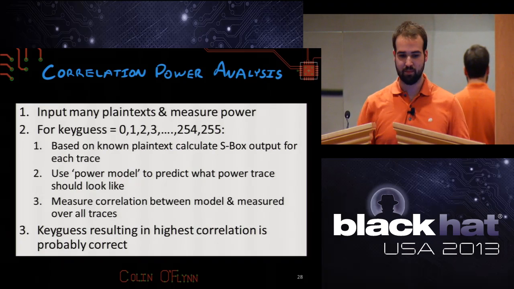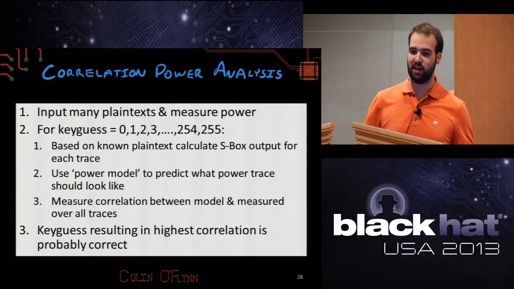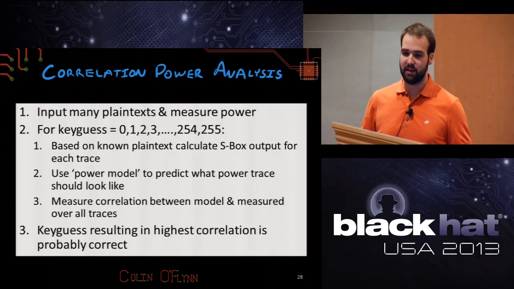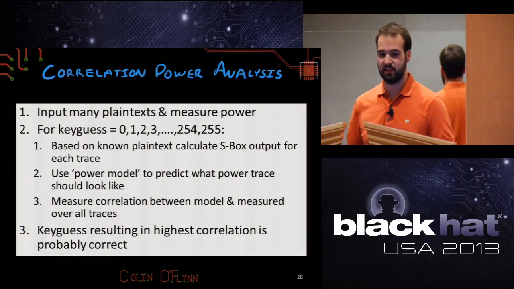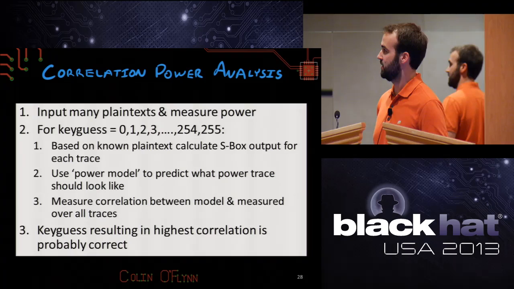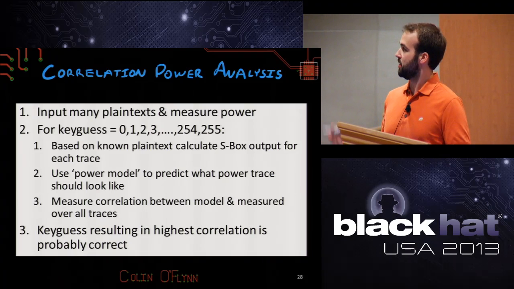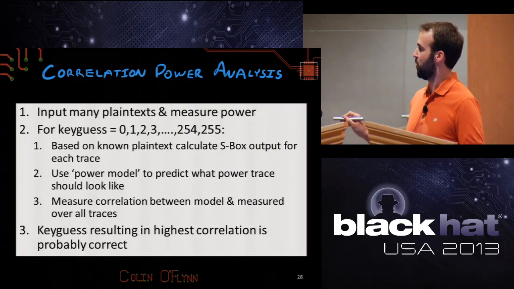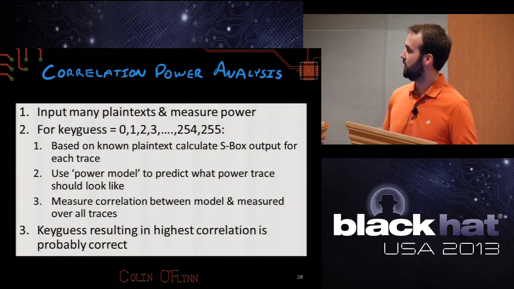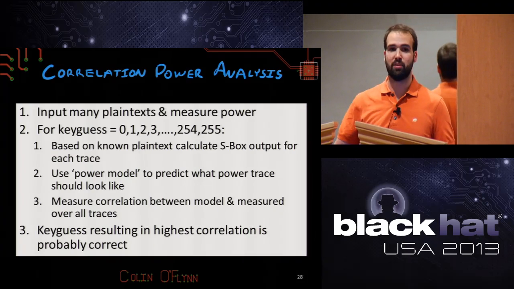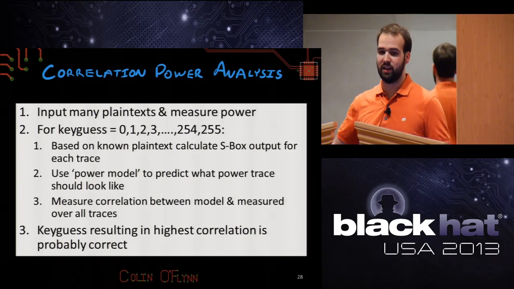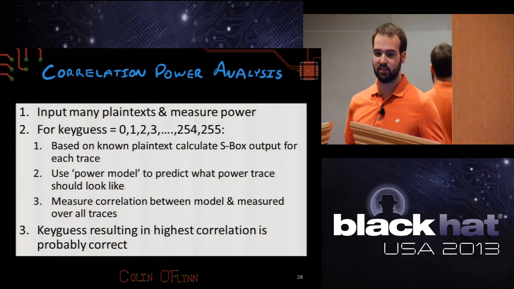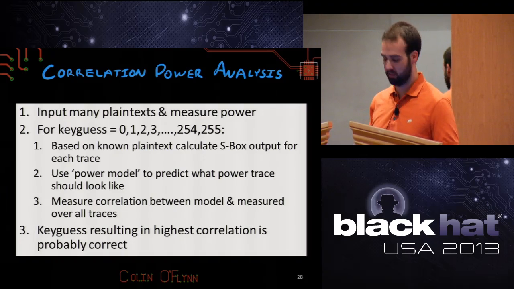If you wanted the algorithm written out, it would look like this: correlation power analysis. Input many plaintexts and measure the power. Then for each of the bytes, do steps 2 and 3. Step 2 is you guess the key: there are 256 possibilities for that byte of the key. Based on the plaintext you know you put in, you calculate the S-box output. You use a power model, which was basically that Hamming weight thing I talked about, to predict what the power would look like if that was the output of the S-box. And then finally, I measure the correlation between the model and the measured power for all those traces I put in. One of these is going to give us the highest correlation, and that's probably the correct key.